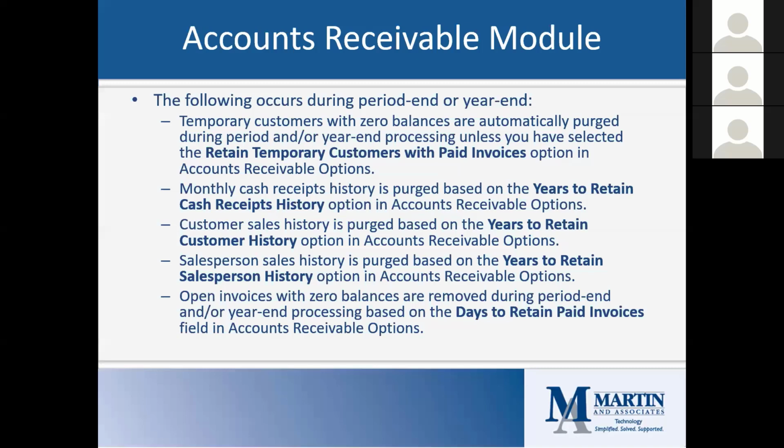And then you have a bunch of purges that'll happen. Monthly cash receipts history is purged based on the years to retain cash receipts history. Sales history is purged based on years to retain customer history. Salesperson history is purged based on the years to retain salesperson history. So all history options out there are set up for how long to maintain data, and it'll purge accordingly. And then just like in AP, any open invoice with a zero balance will get removed during the period end and/or year end based on the days to retain paid invoices out in the AR options.